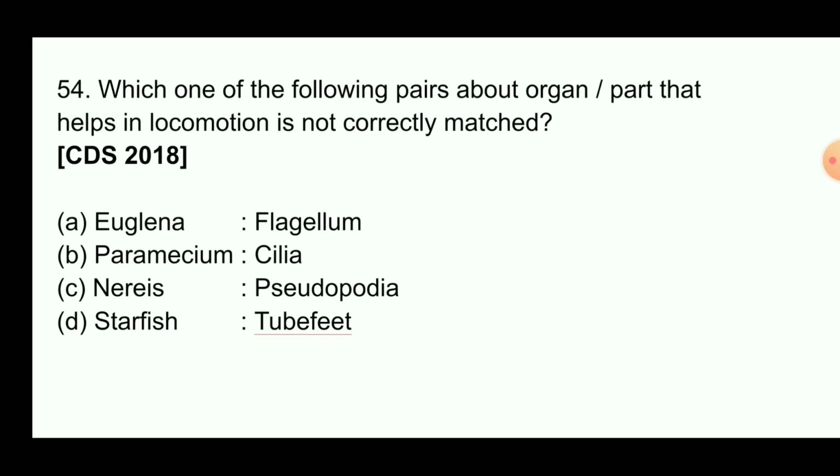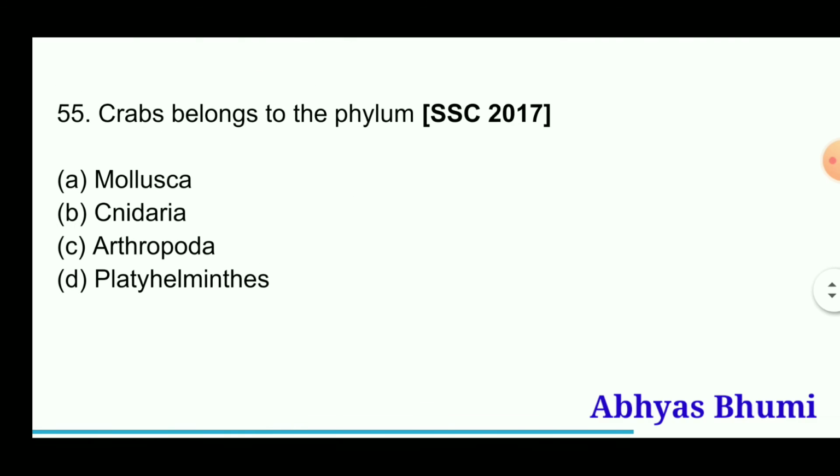Next question on your screen, guys. Which one of the following pairs about organ, a part that helps in locomotion, is not correctly matched? Option A, Euglena with flagellum. Option B, Paramecium with cilia. Option C, Amoeba with pseudopodia. Option D, starfish with tube feet. I think options A, B and D are correct, but option C, I have some doubt. Tell me according to you which one is right. If you are going with the same doubt, option C, you are absolutely correct, as it is the mismatch.